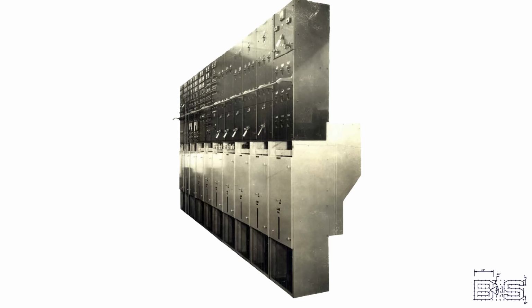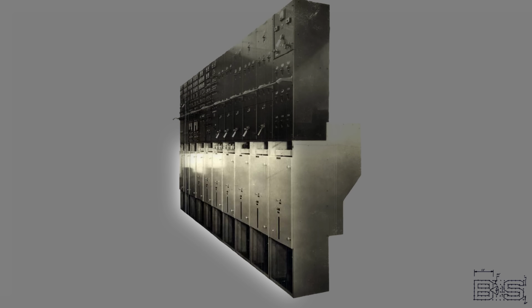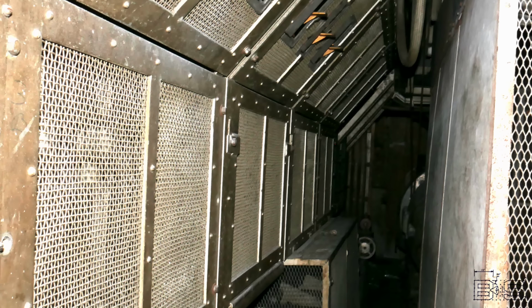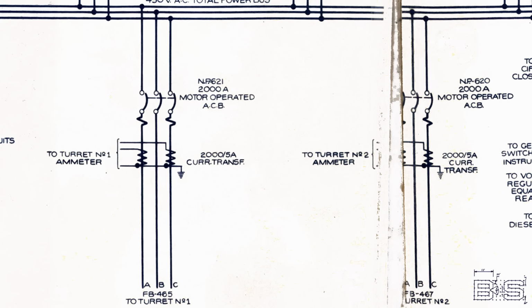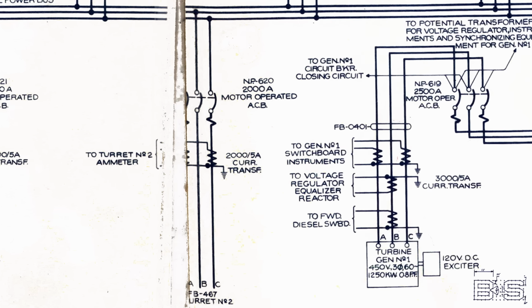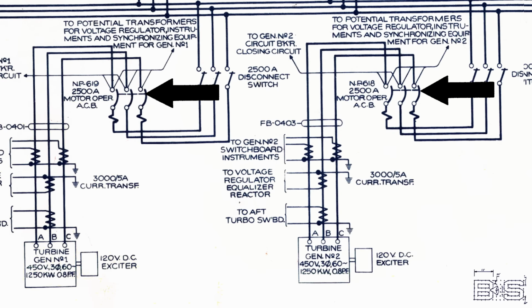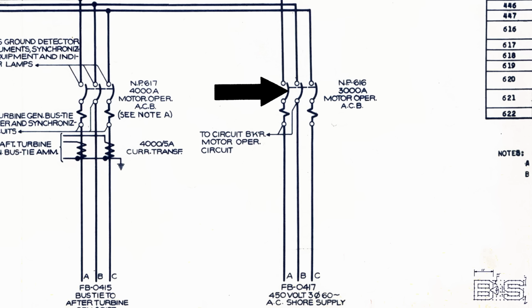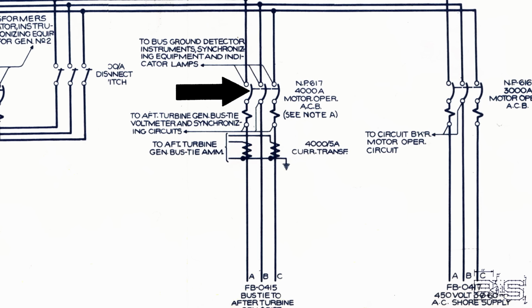Okay, so that covers everything on the upper level of the switchboard, but what's happening down here? These are the larger motor-operated circuit breakers that are controlled from the switchboard above. There are two 2000 amp circuit breakers for the 16-inch turrets 1 and 2, a 2500 amp for each turbo generator, a 3000 amp for the shore power connection, and two 4000 amp breakers for the bus ties.